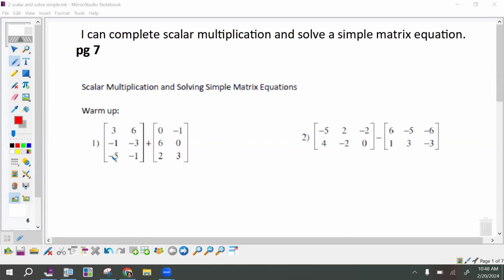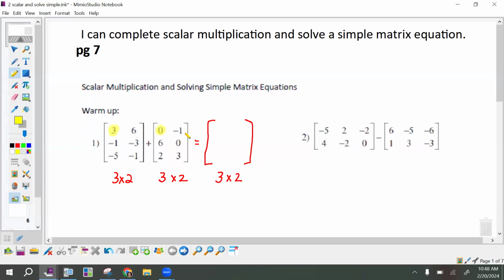This matrix is 3 rows by 2 columns. And this matrix is 3 rows by 2 columns, and they need to be identical. So yes, we can add these together. And so we will get a matrix with the dimensions of 3 rows, 2 columns. So we're going to add the entries in corresponding locations.